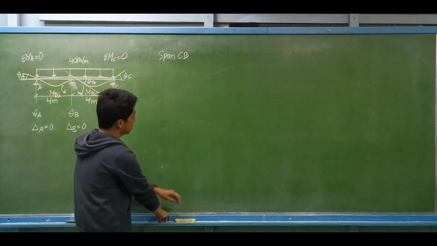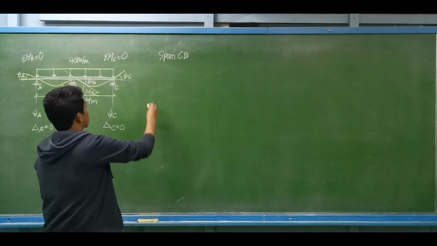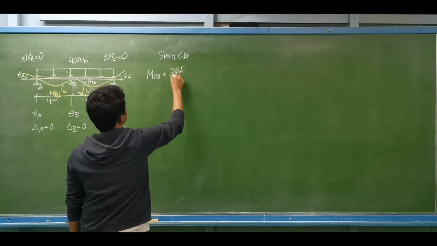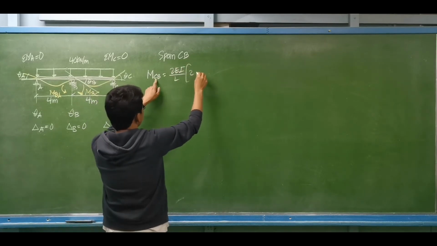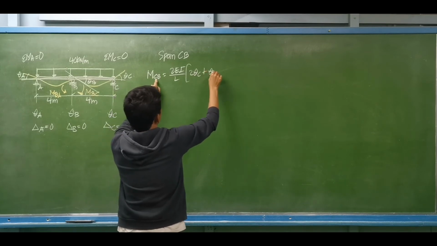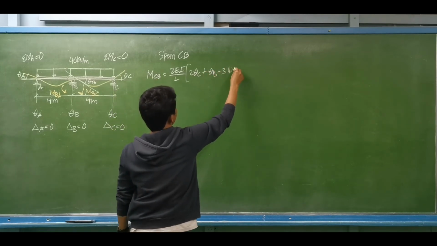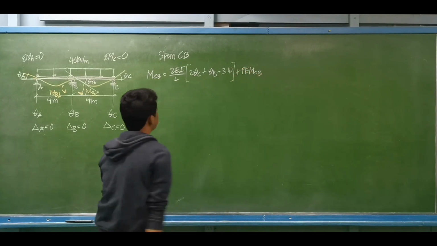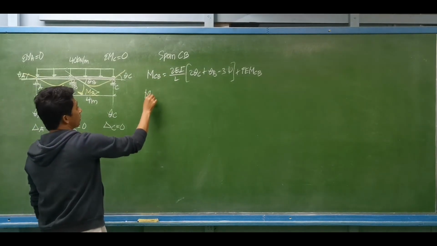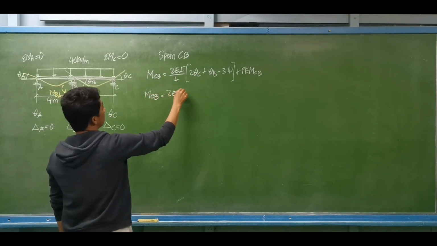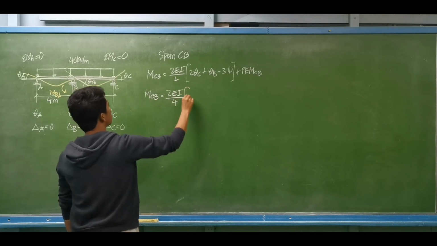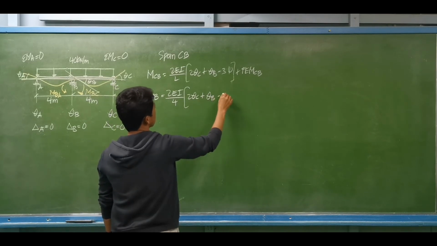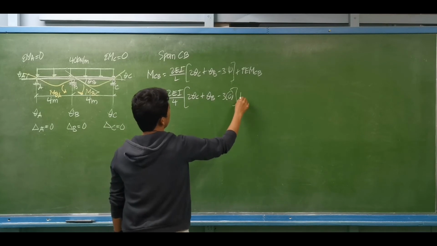Okay, so for our last span, we have span CB. That is, the moment for span CB is equal to twice EI divided by the length, times twice theta near point C plus theta sub B minus 3 times psi, plus the fixed end moment for member CB. So the moment for member CB is equal to twice EI over the length, which is 4 meters, times twice theta C plus theta sub B minus 3 times 0, then plus.